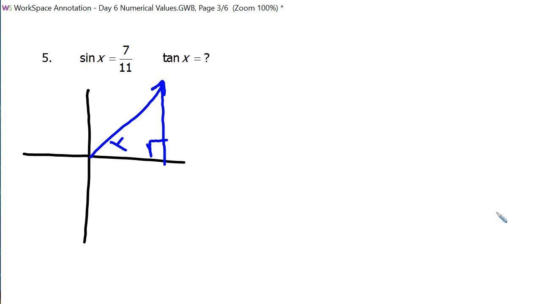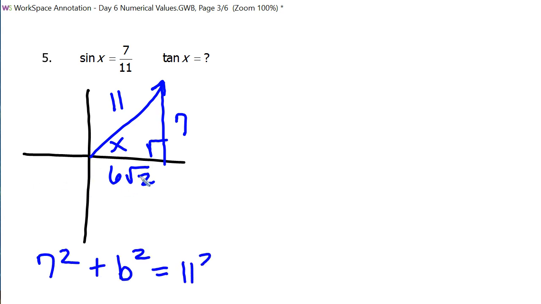So the opposite side is 7. The hypotenuse is 11. And what did you get for the adjacent side? 6 square root of 2. And where did that come from? That was 7 squared plus b squared equals 11 squared. So 49 plus b squared equals 121. What's 121 minus 49? 72. And that would be 36 times 2, so this would be 6 square root of 2.